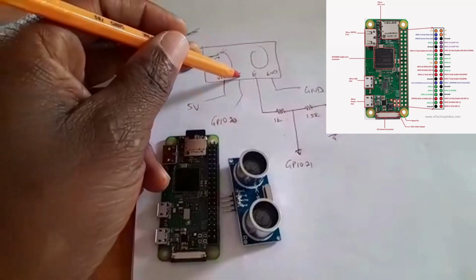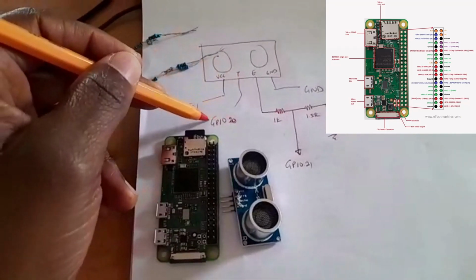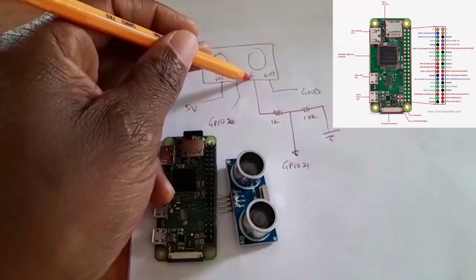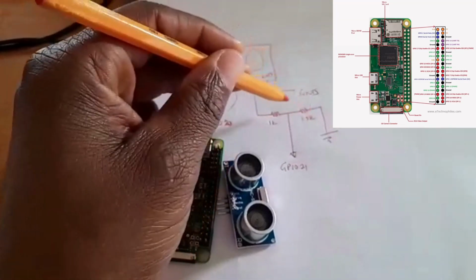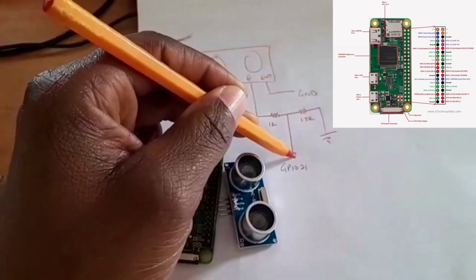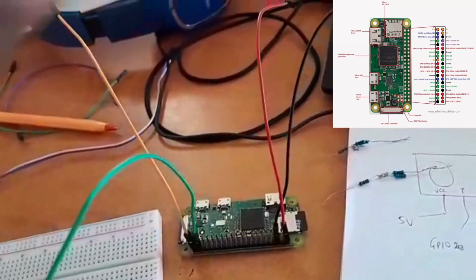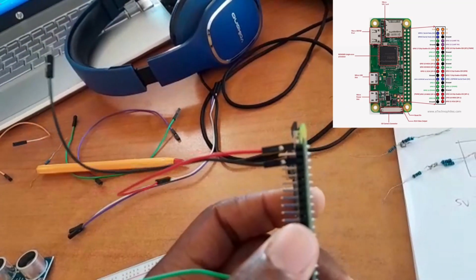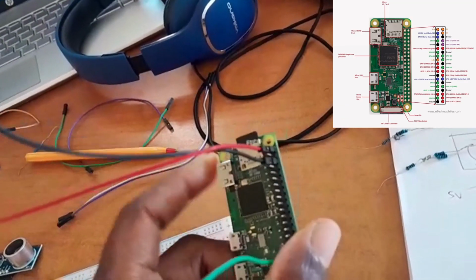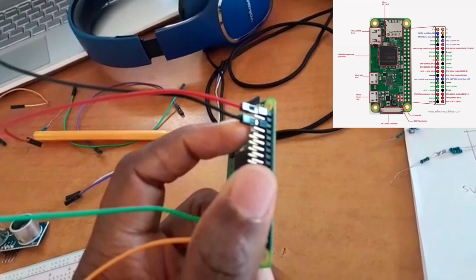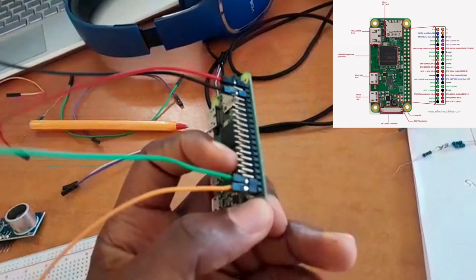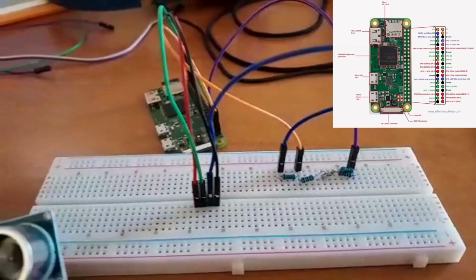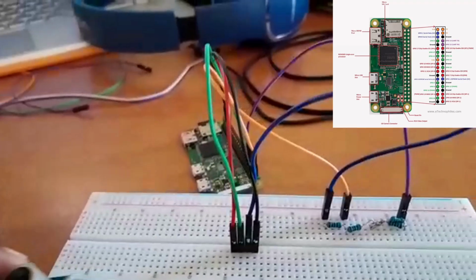We connect the trigger to GPIO20, and the echo, through the voltage divider, to GPIO21. So now I've connected my connecting cables. Can you see that? 5 volts, the first pin here, the ground, pin 20, which is the green, and 21. Now can you see it?